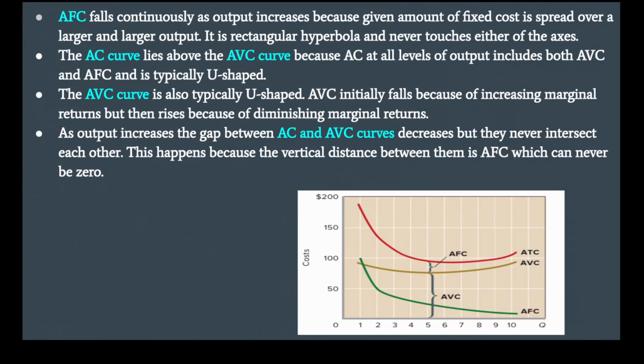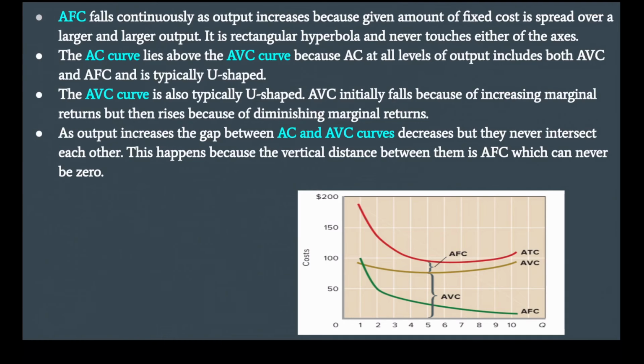You can see all the average cost curves, ATC, AVC, AFC. The AFC falls continuously as output increases because a given amount of fixed cost is spread over larger and larger output. It is a rectangular hyperbola and never touches either of the axes. The AC curve lies above the AVC curve because AC at all levels of output includes both AVC and AFC, and is typically U-shaped. The AVC curve is also typically U-shaped. AVC initially falls because of increasing marginal returns but then rises because of diminishing marginal returns.